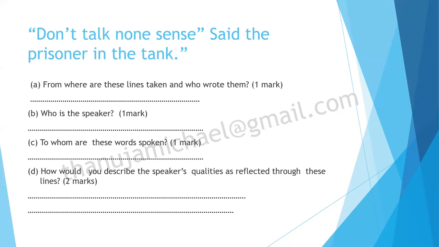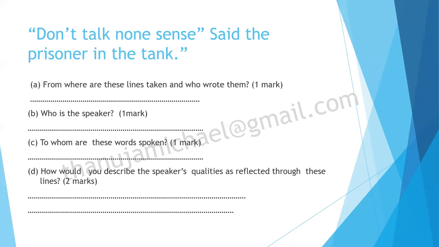So going to the third one, how would you describe the speaker's qualities as reflected through these lines? So who is the speaker? Aunt. So here, speaker's qualities: authoritative, selfish, right? Don't talk nonsense, said the prisoner in the tank. Arrogant, right? These could be possible answers.